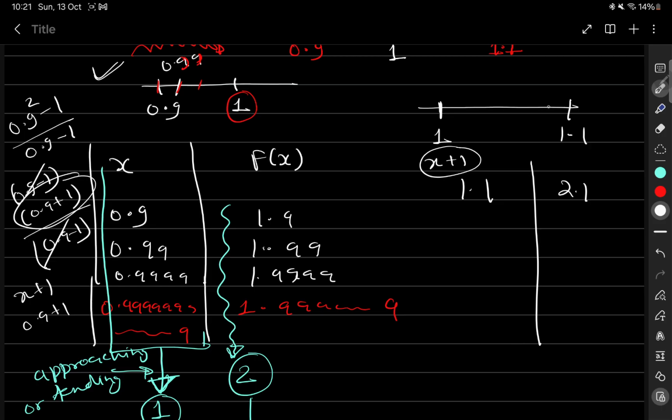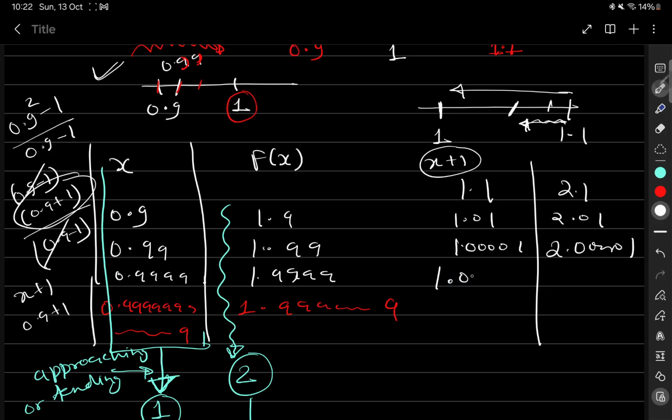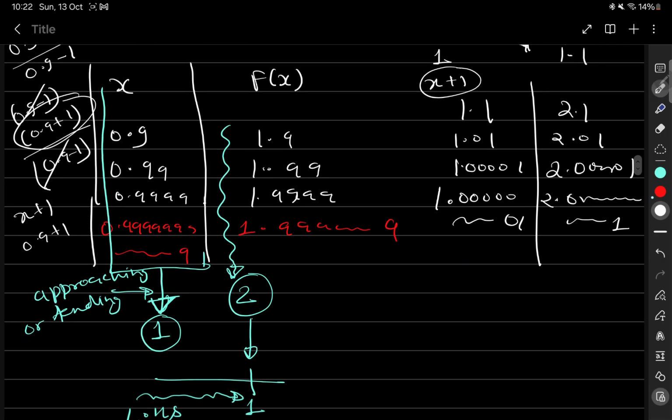Okay sir, if I go more closer to 1, like 1.01, I'll get 2.01. Fine. If I approach more towards 1, then 1.00001 means I'll get 2.00001. The closest value to 1 from the right hand side would be something like 1.0000001, giving 2.0000001. Now what is happening here? This is tending towards 1, this we already know.